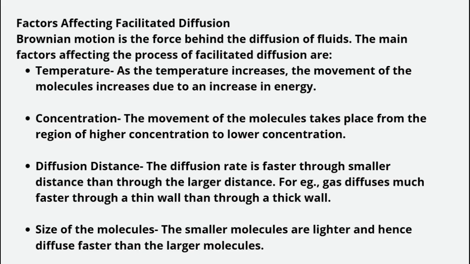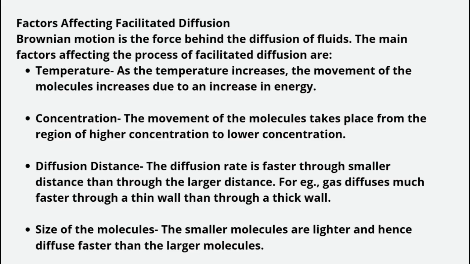So, factors that affect facilitated diffusion. Brownian motion is the force behind the diffusion of lipids. The main factors affecting the process of facilitated diffusion are temperature, concentration, diffusion distance, and also the size of the molecules. These are almost the same as for regular simple diffusion. For simple diffusion, we said that when temperature increases, the movement of the particles also increases, so they will move faster.